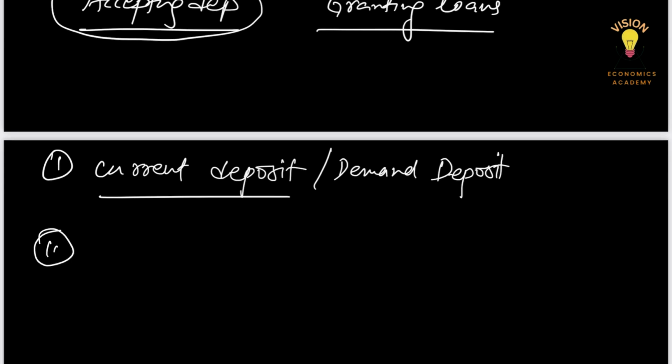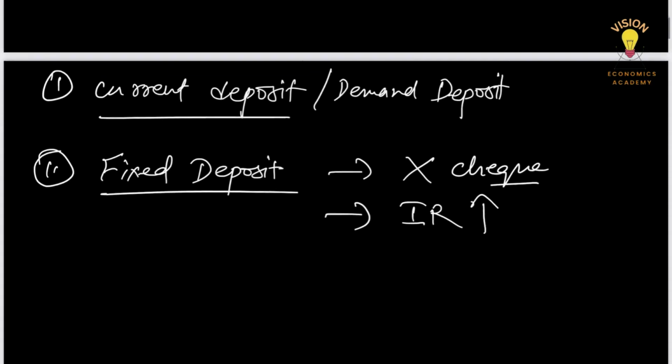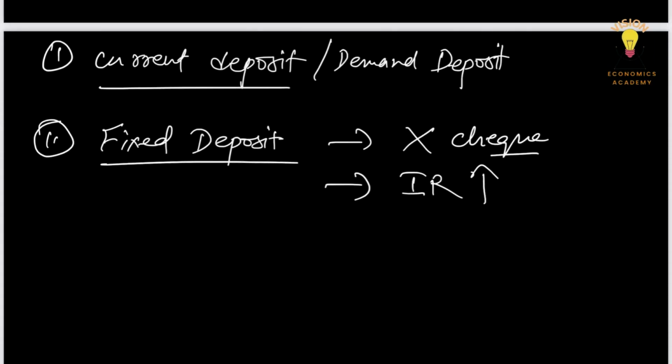Then the next one is fixed deposit or term deposit, or there are various names for it, time deposit also. Here the amount is deposited with the bank for a fixed period. So only after maturity can the depositors withdraw it, and there is no cheque facility here, right? They cannot withdraw it at any time, but of course the interest rate is very high, because the amount stays with the bank for a long time, so they pay a high interest rate to the depositors.